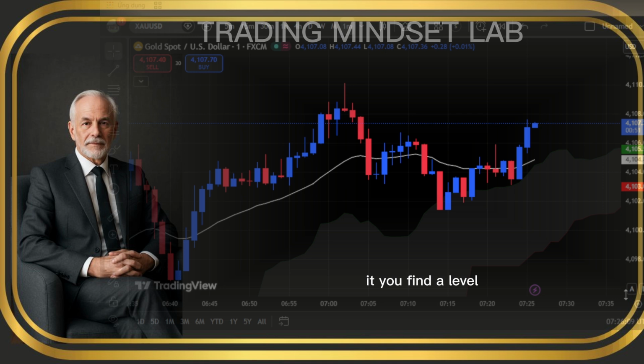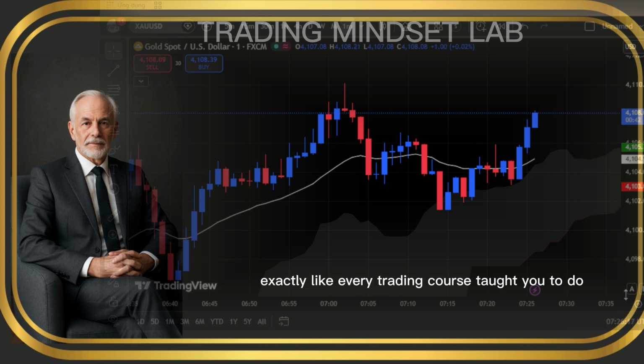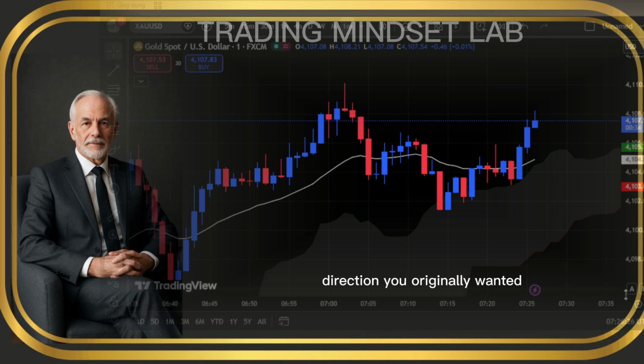You find a level. Price has bounced off it twice already. You buy, and you place your stop just a few points below the low, exactly like every trading course taught you to do. Price drops just far enough to hit your stop, and the second it does, it rips back up in the exact direction you originally wanted.